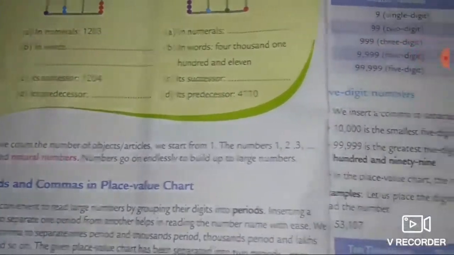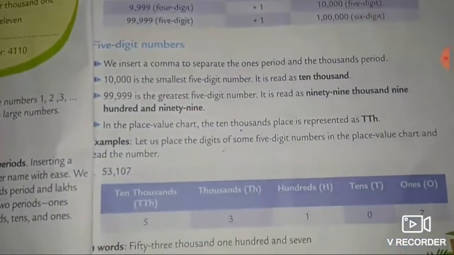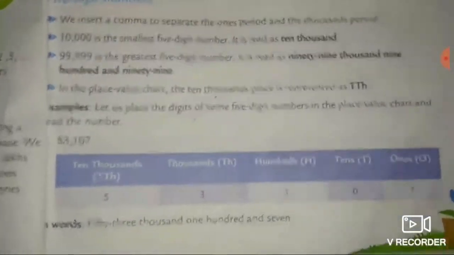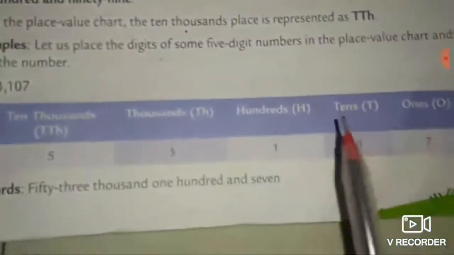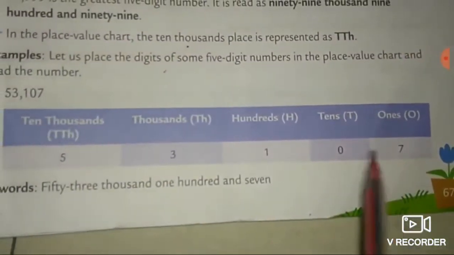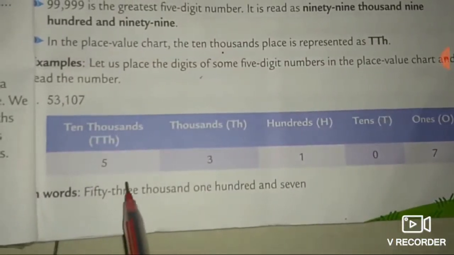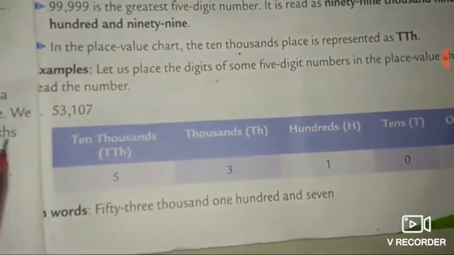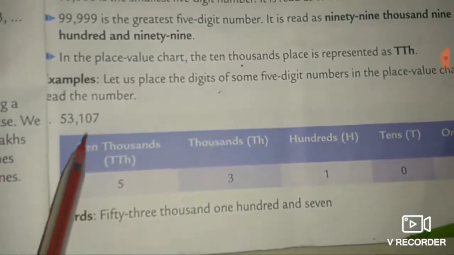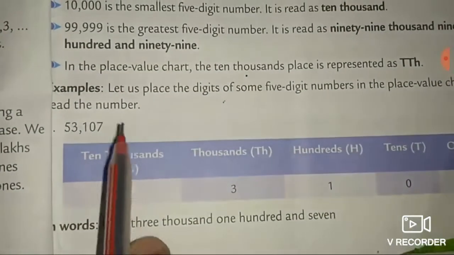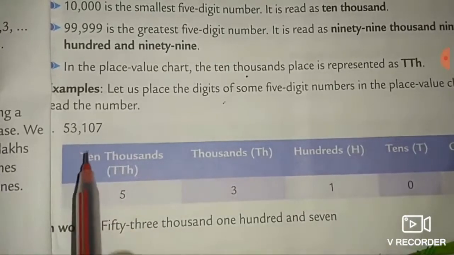Next I'm going to explain the place value, how to find the place value of a particular number in this chapter. See here, you can see the number 70135. And here, the number 53,107 is there. Here we find the place value of all of these digits.